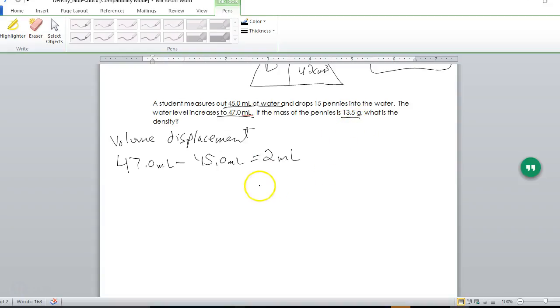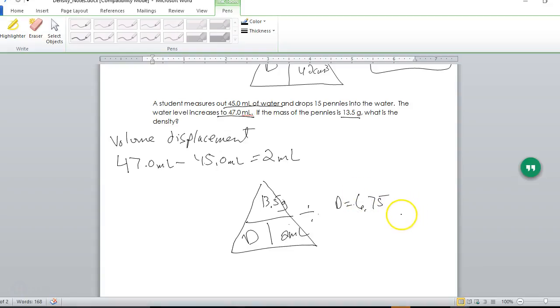The mass is 13.5 grams, so we can start plugging in our numbers here. 13.5 grams mass. Volume is 2 milliliters. Density, we're trying to figure that out. Okay, so they're on top of each other, 13.5 divided by 2. So we get 6.75. Last thing is, what's the units here? Density is based on two units, mass divided by volume. So the mass, grams, divided by or over the volume, in this case milliliters.